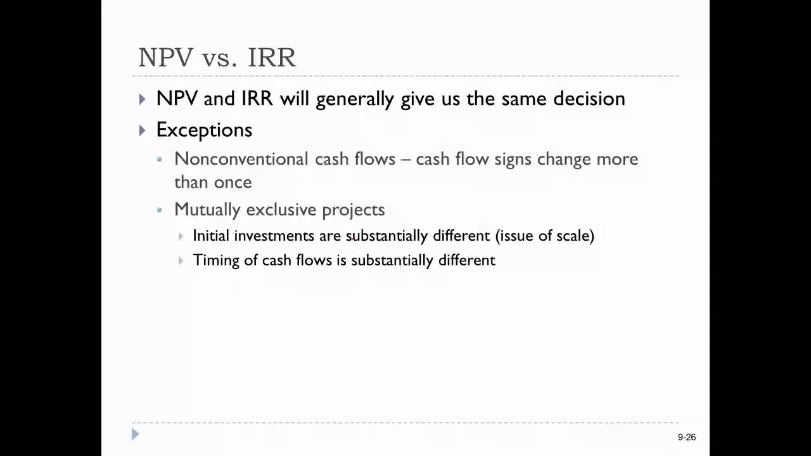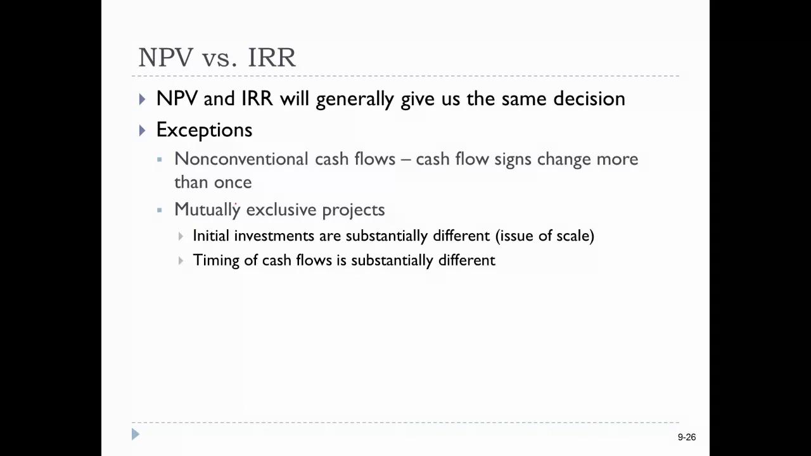Usually, net present value and internal rate of return will give us the same decisions. A project that has a positive net present value will generally have an internal rate of return higher than the cost of capital. There can be exceptions to this, and those exceptions also give us a little pause to think about whether we want to use IRR as our only or our primary decision rule.